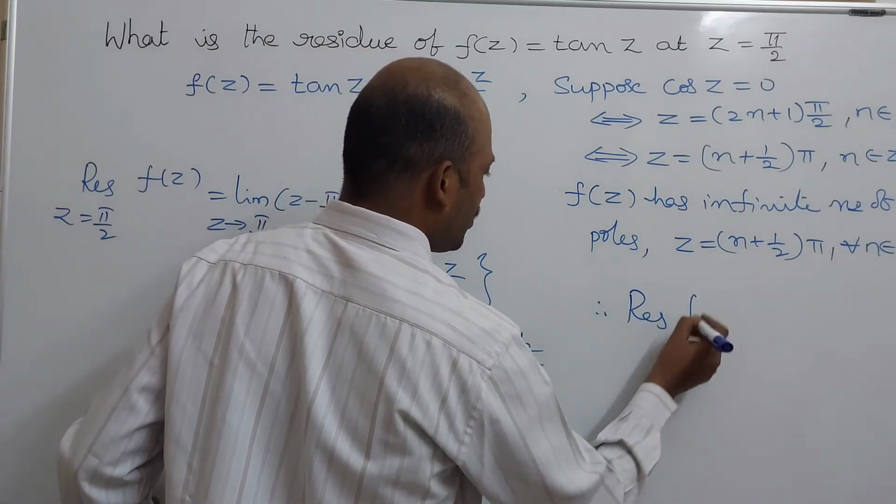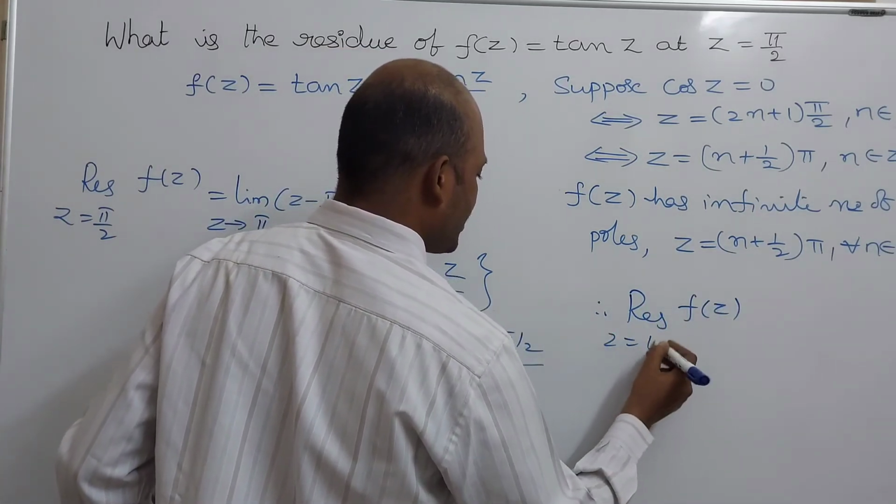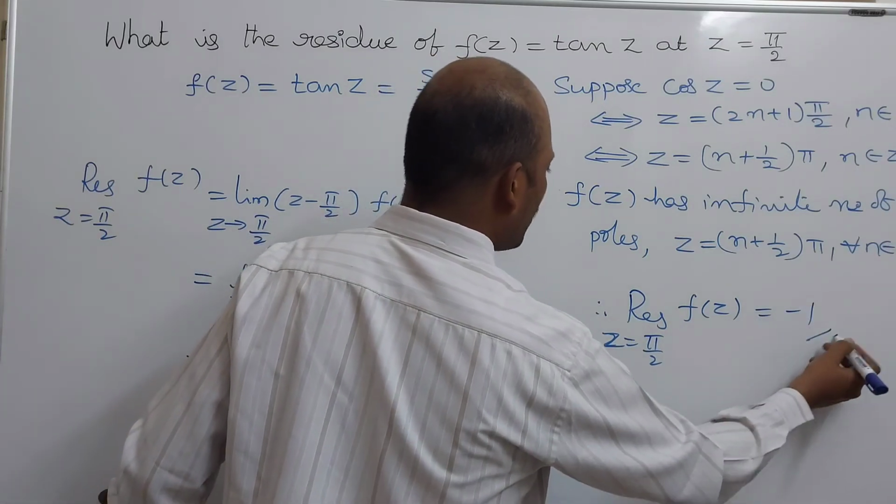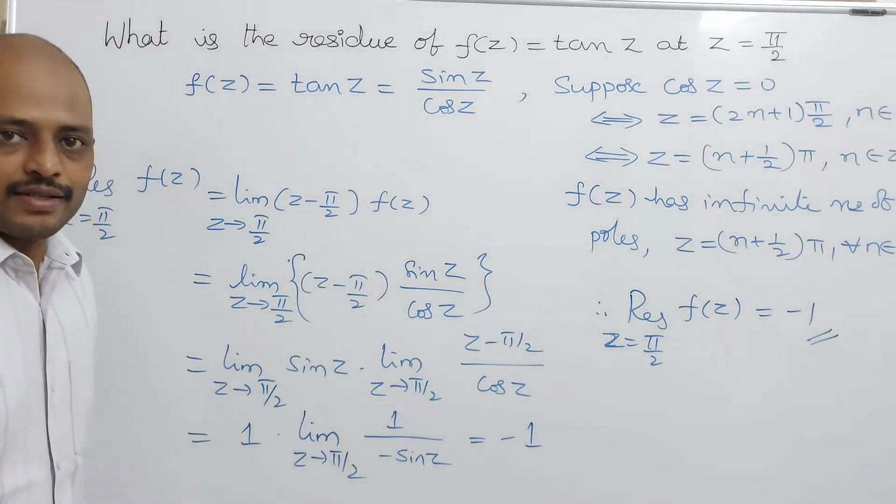Therefore, the residue of f(z) at z = π/2 is equal to −1. That is the required answer.